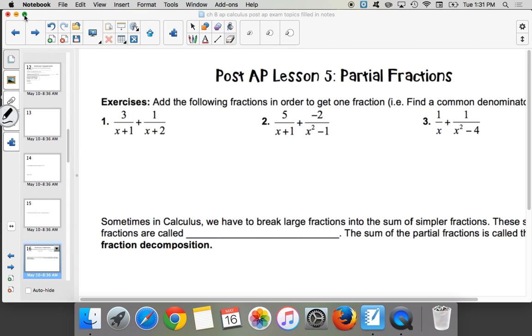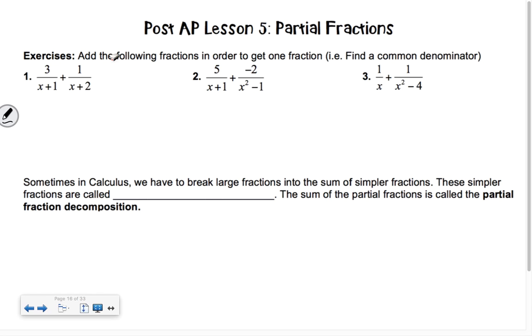Number 5 is on partial fractions. So there are lots of different ways to integrate things. We've already learned how to do regular integration by the power rule and use substitution. We're going to learn something called integration by parts, and we're also learning partial fractions. Oh, and one more, trig substitution. So there are several ways to integrate things.